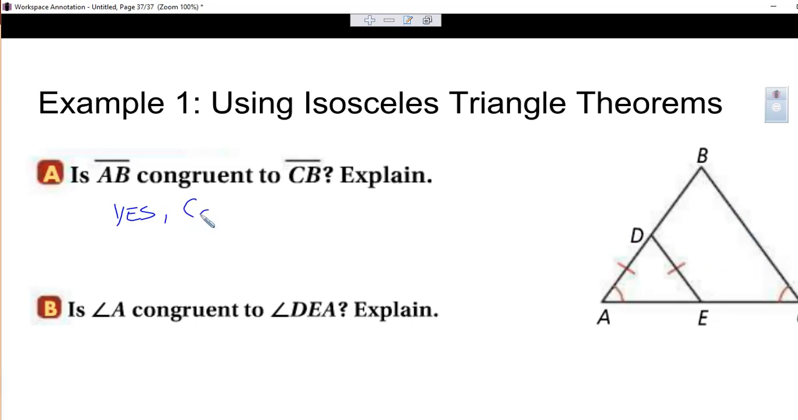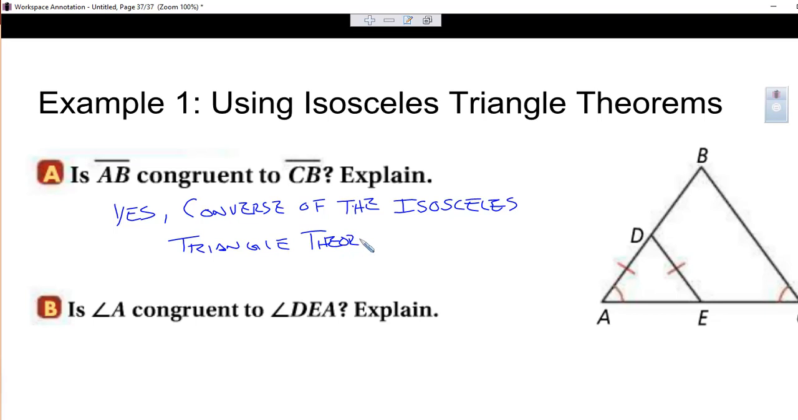So that's what we're going to write. The converse of the isosceles triangle theorem. If these two angles are congruent, then the sides opposite those are congruent. That's what the converse of the isosceles triangle theorem says.